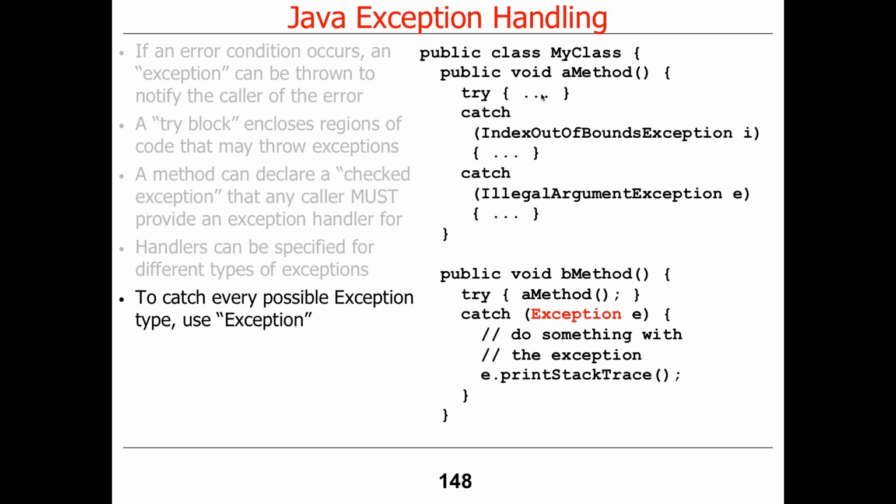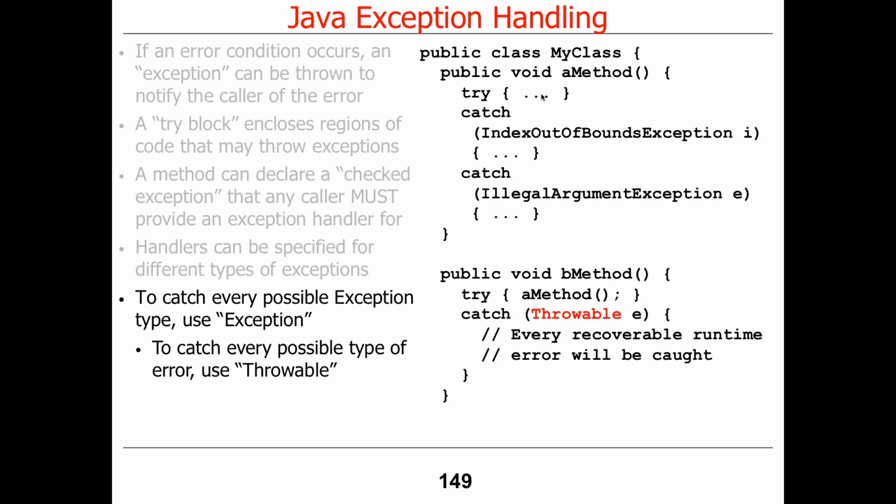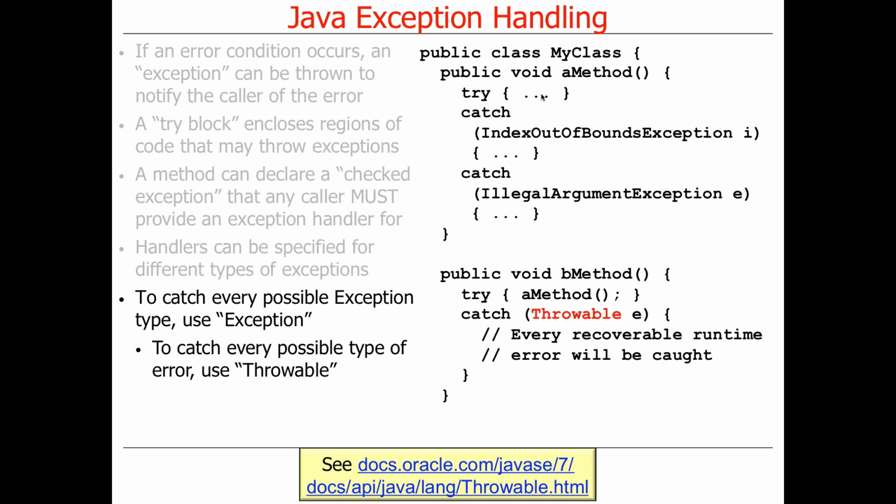Now, if you really want to catch every possible exception, then you can catch something called exception. And exception is the base class of all exceptions in Java. So just like class object is the root of all inheritance hierarchies in Java, so too is exception the root of all exceptions in Java. And so this is how you can catch all exceptions. Believe it or not, there's actually something that's even more catch-all than exception called throwable. So every runtime error will be caught if you catch throwable.